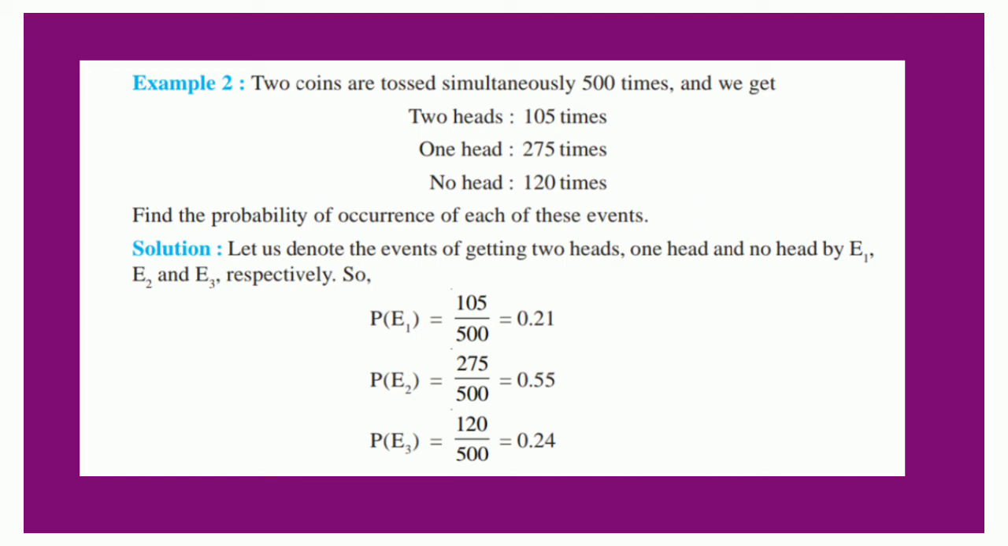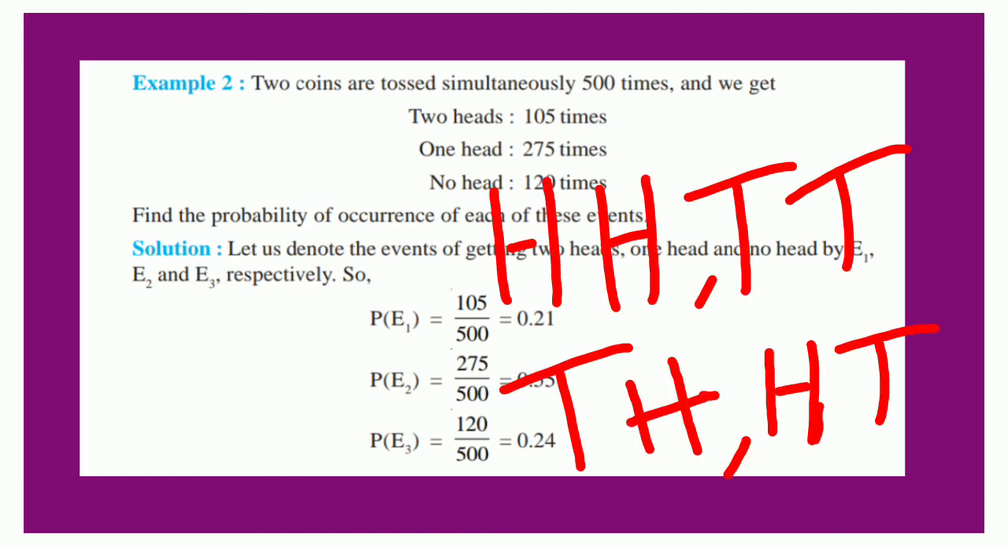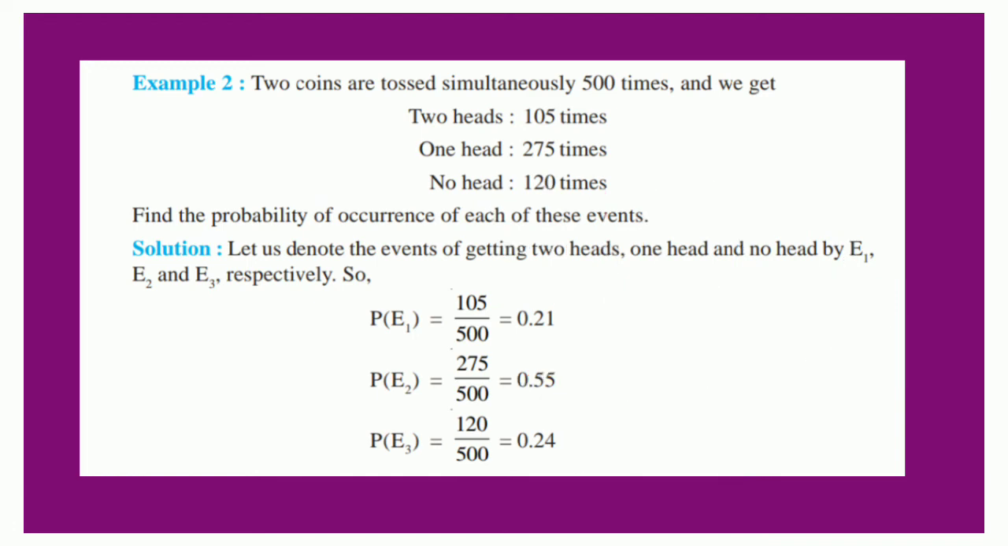The question is given that there are two coins tossed at the same time. So what are the outcomes? We know 2 heads, 2 tails, one head and one tail, or one tail and one head. Here we have three cases. One is two heads, that is 105 times. One head comes up 275 times. And no head, that is 120 times.